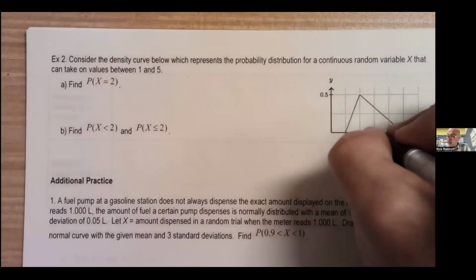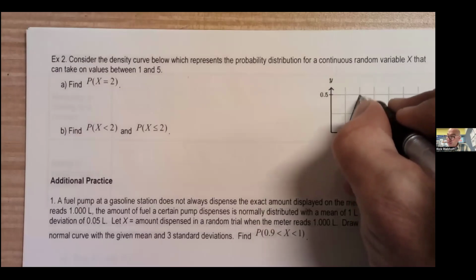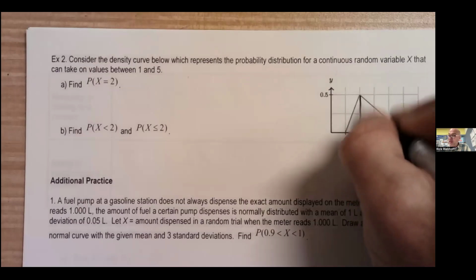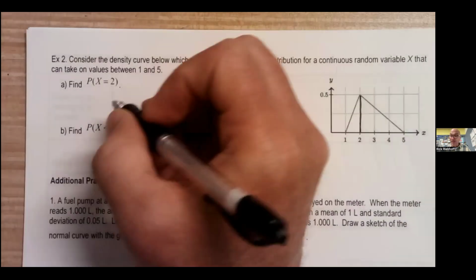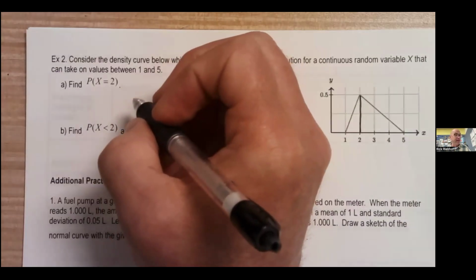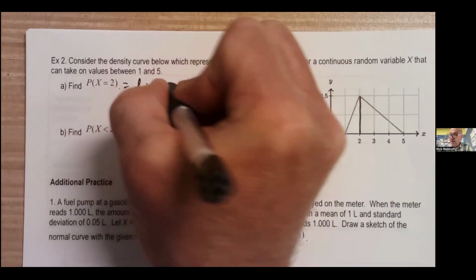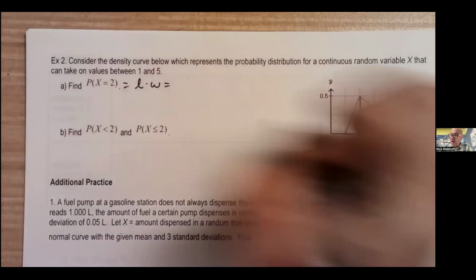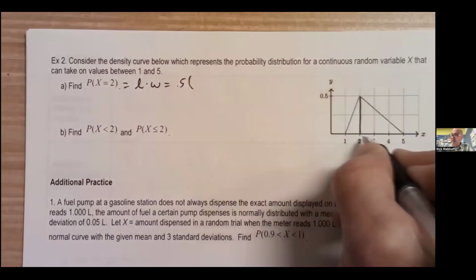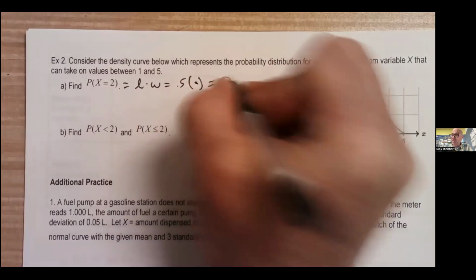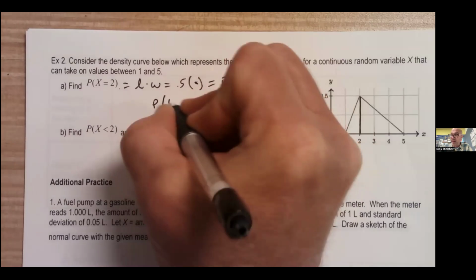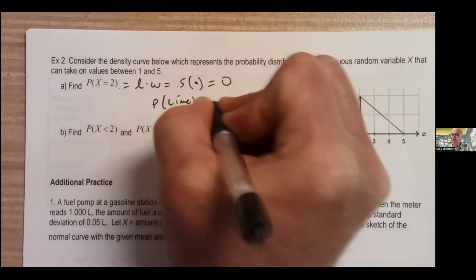So we want to find the probability that x equals 2. Well, the probability of x equals 2 is going to be length times width, right? And this would be the probability of a line. So it is equal to length times width. The length is 0.5, but the width is 0. So the probability is 0. So the probability of a line is equal to 0, right?